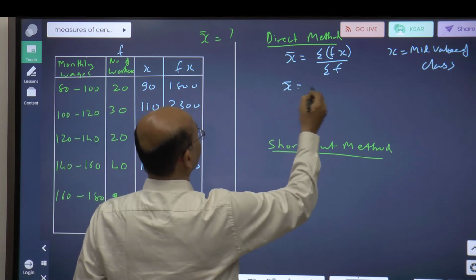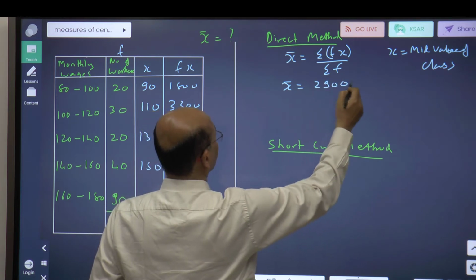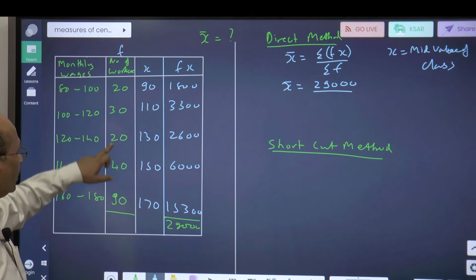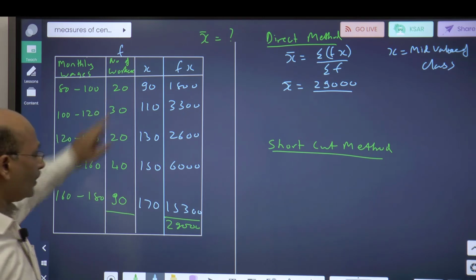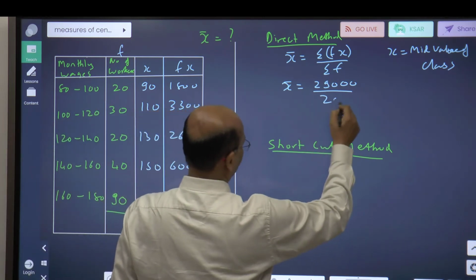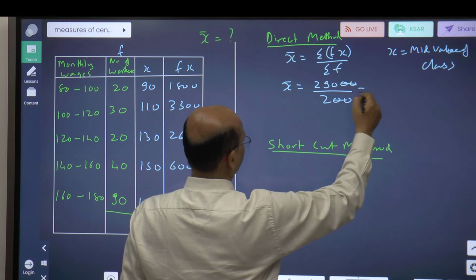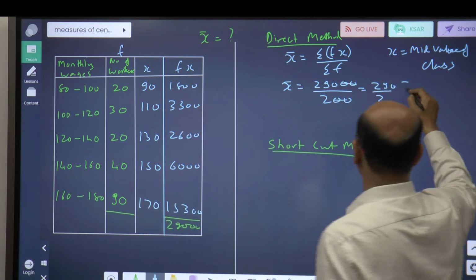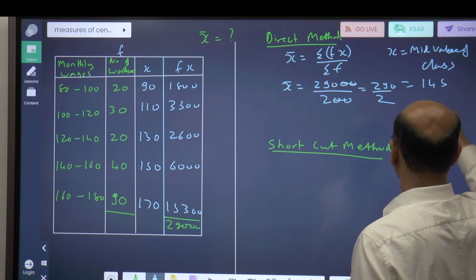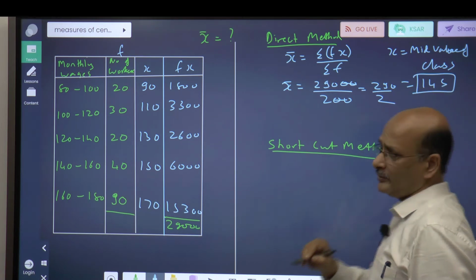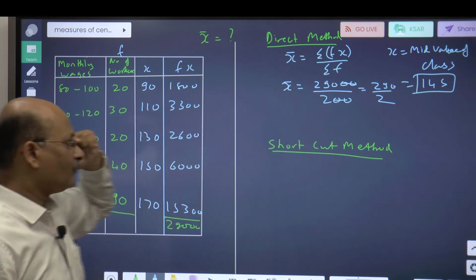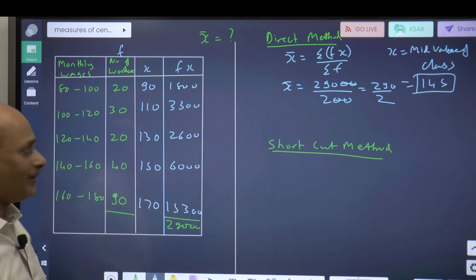X bar is nothing but 29,000 upon summation f. So 90, 130, 150, 180, 200. So divided by 200. So cancel, it is 290 divided by 2. So I think it is 145. So my x bar is 145. Short direct method. Now immediately they are asking for the other method also.